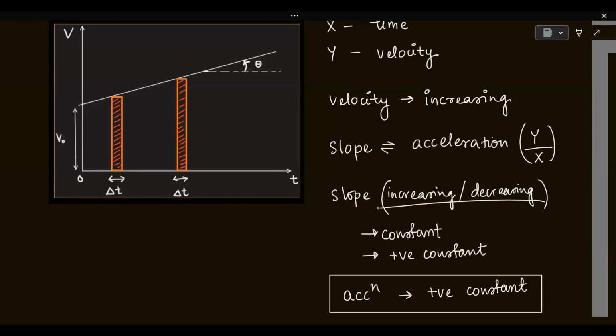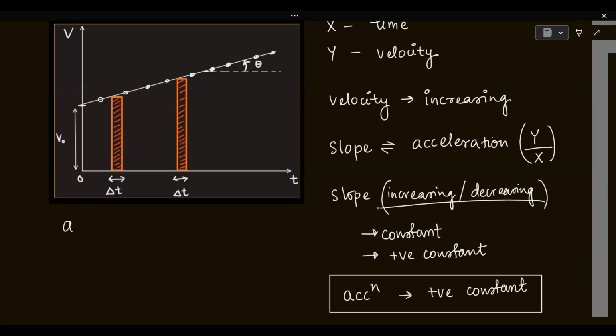Things have changed in this graph because this is no longer a displacement time graph. Here we don't see velocity by slope. Velocity is now directly plotted onto the y-axis. So if the graph is above the x-axis, that means all the velocities are positive and the velocity itself is increasing. All these points represent velocity, so velocity is increasing. The slope will now give acceleration, and since it's a positive angle, it's a positive constant slope. It's a straight line, so all the slopes will be equal.